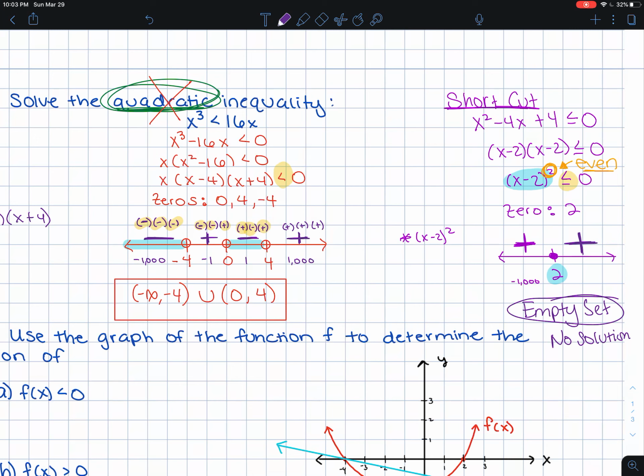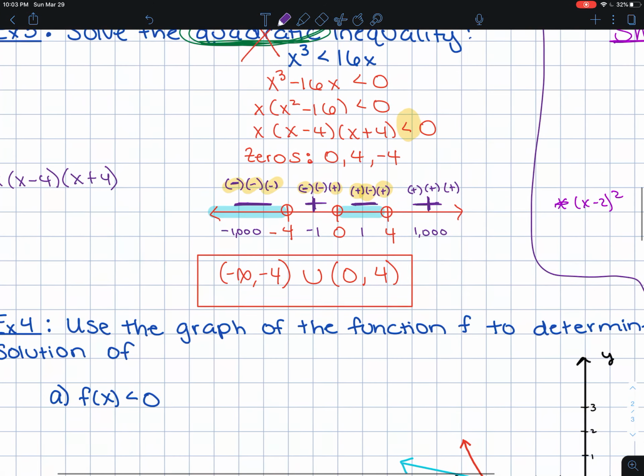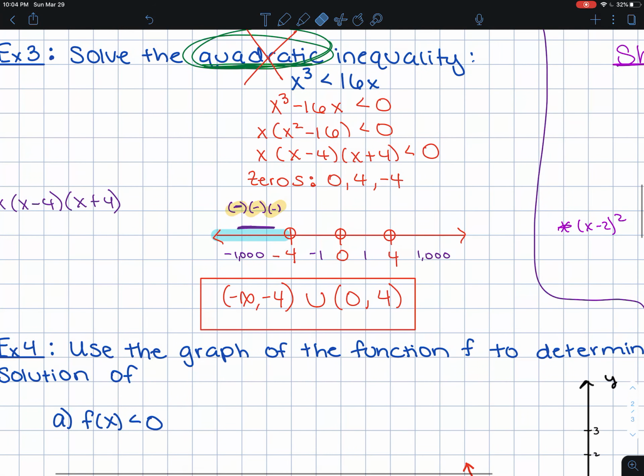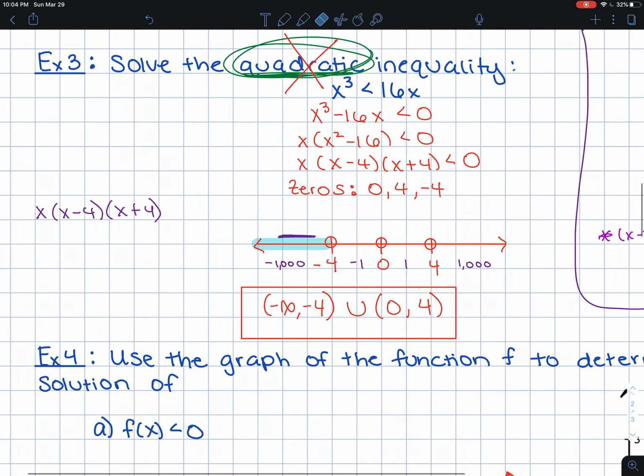So it's the empty set, meaning there's nothing there, no solution. Okay, let's actually go back to our example 3. Now, I know we already have the answers, but I'm actually going to delete those, and I'll show you why in a second. I want us to practice the shortcut. Okay, so I deleted my answers. Now I'm going to leave the first interval because I do actually need that one.